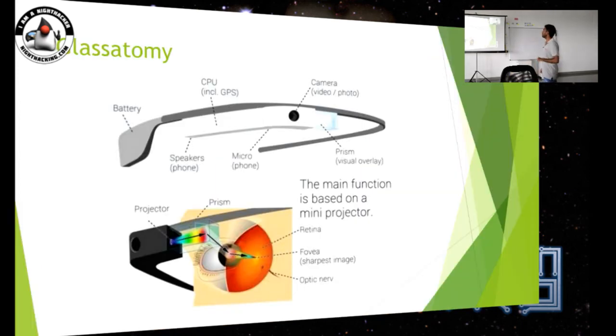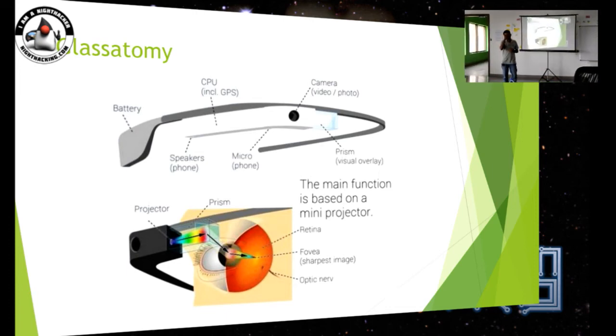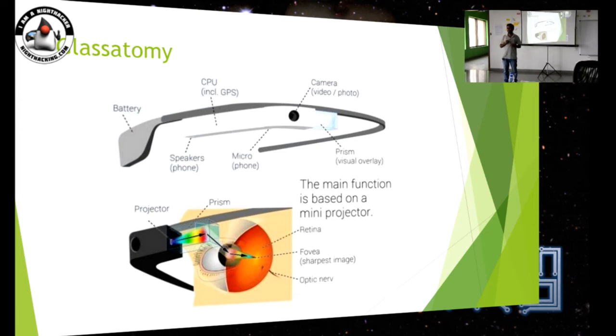So this is the anatomy of Glass, right? Okay, I don't think this diagram is totally accurate. This is the camera, all right? And here you have something called a prism, which is actually a display that is around 320 by 260, 320 in width and 260 in height. So that's the resolution of the prism, the display that is here.